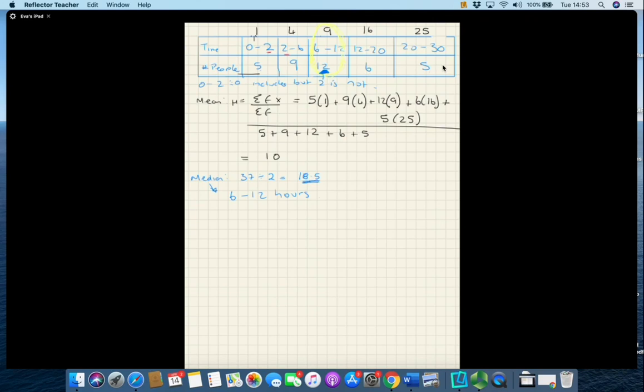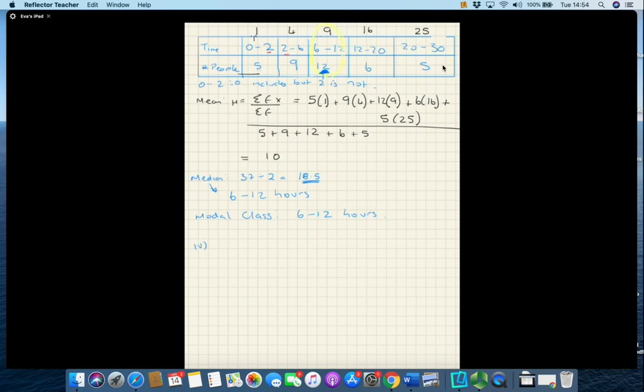Then it says, what is the modal class? Okay, and again, it's the one with the highest frequency. So again, it's 6 to 12 hours. So you can see this data is fairly symmetrical because my mean, my median, and my mode are all overlapping.